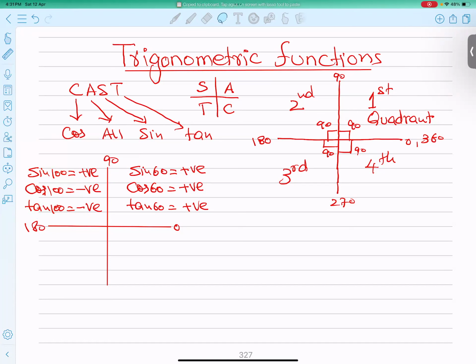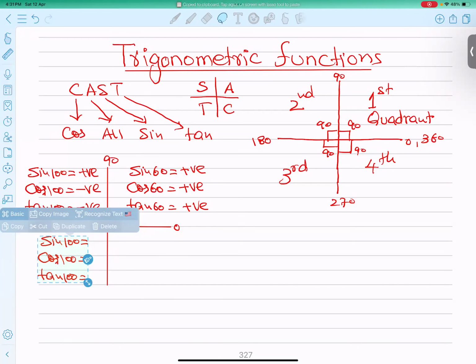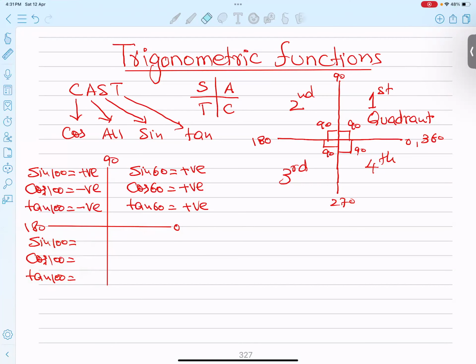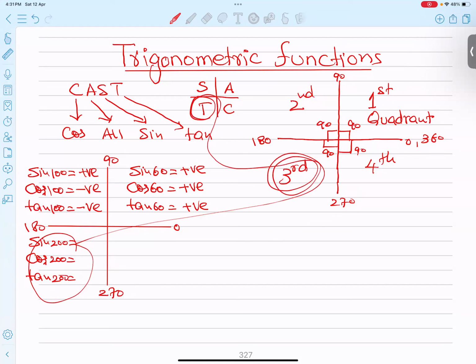Now I'm copying, and let's talk about the third quadrant. In the third quadrant, take any angle after 180 degrees, up to 270. I take 200. Do you know, students, in the third quadrant, T for tan is positive. It means tan is positive. What about the rest? Negative.